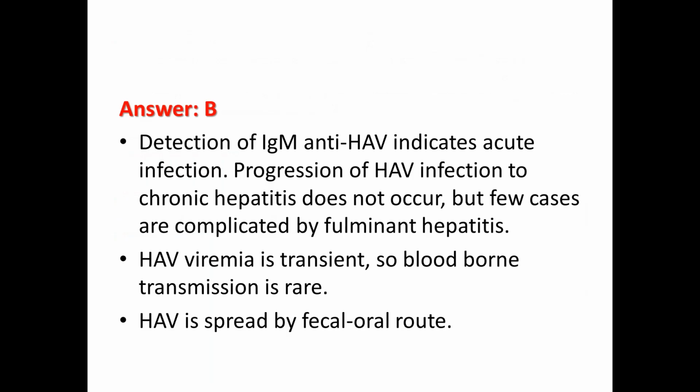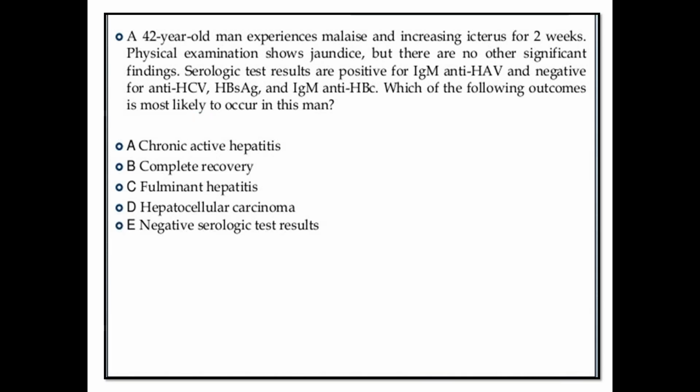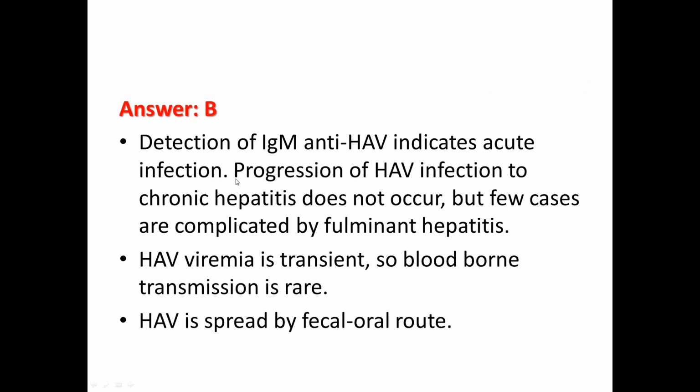The answer is B, complete recovery. Detection of IgM anti-HAV indicates acute infection. Progression of hepatitis A virus infection to chronic hepatitis does not occur, but few cases are complicated by fulminant hepatitis. And hepatitis A virus viremia is transient, so blood-borne transmission is rare, and it is spread usually by the fecal-oral route.